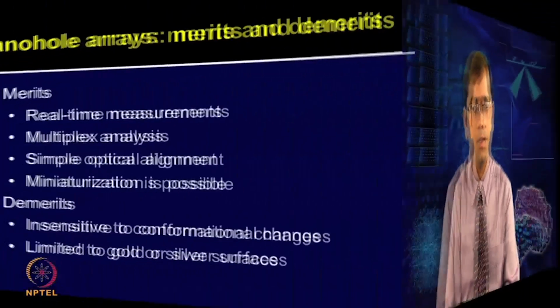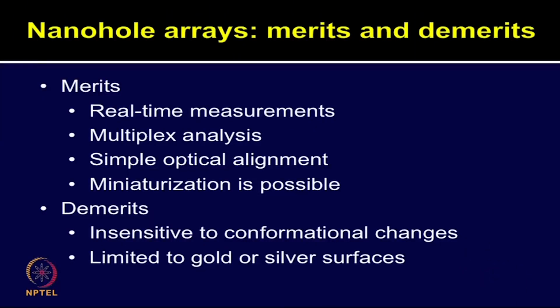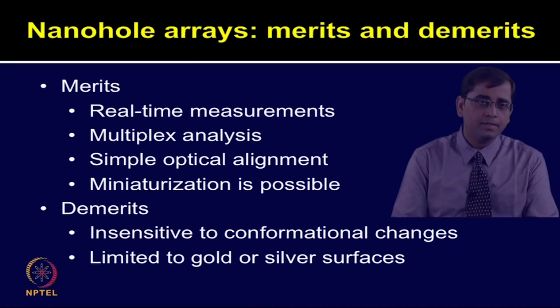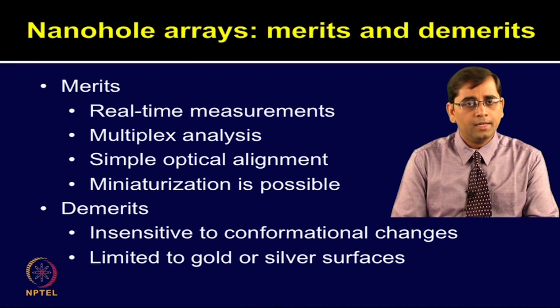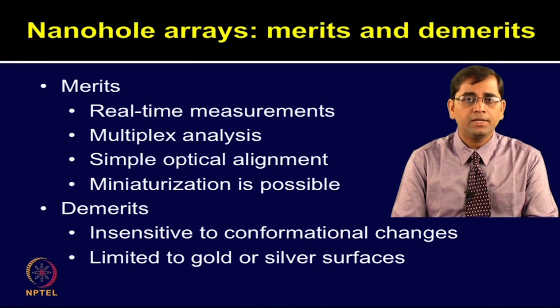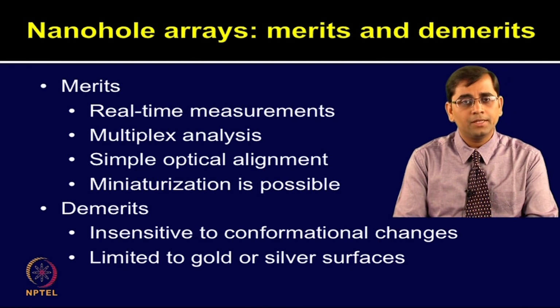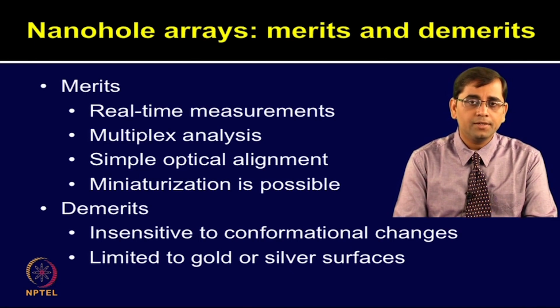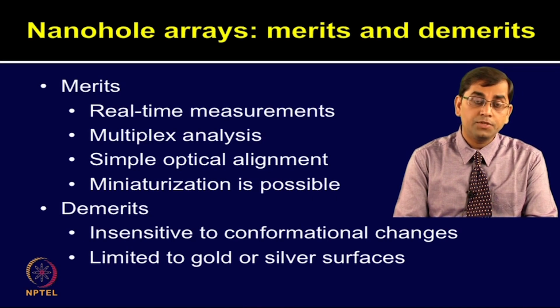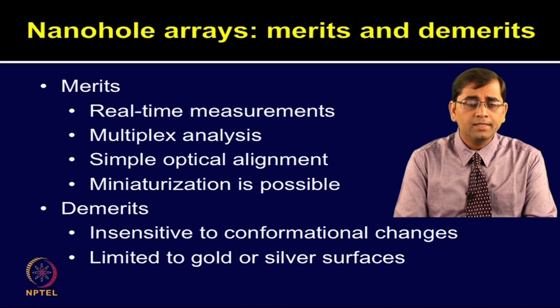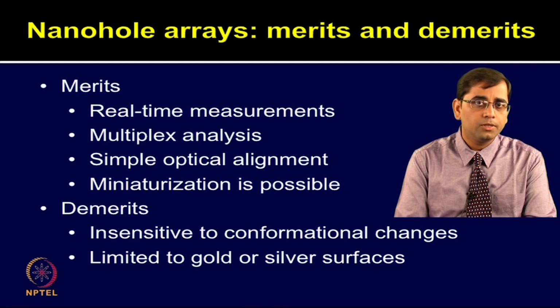There are many advantages of using nanohole arrays. They provide information in real time with multiplexing capability. The optical alignment is very simple and miniaturization is very much possible using this type of platform. One can get rid of the bulky prisms, which is the case in traditional SPRi instruments, which are not required here. Furthermore, the sensitivity is much higher in nanohole arrays in comparison to traditional SPR.